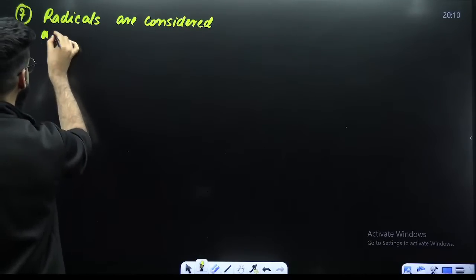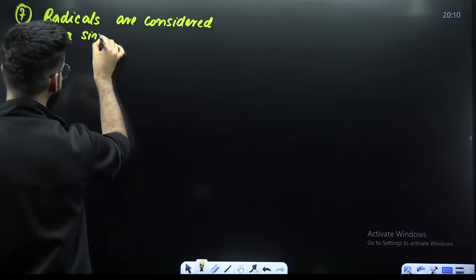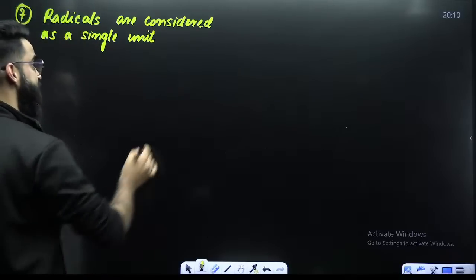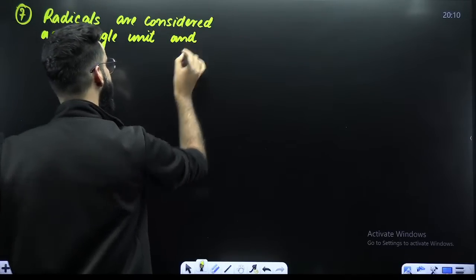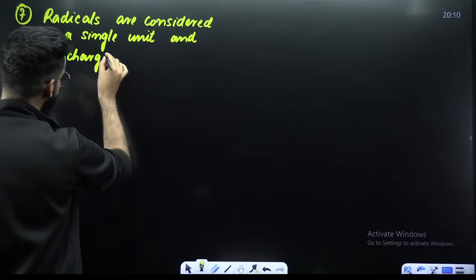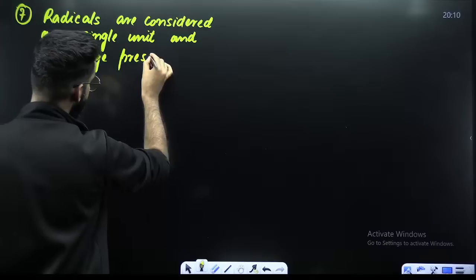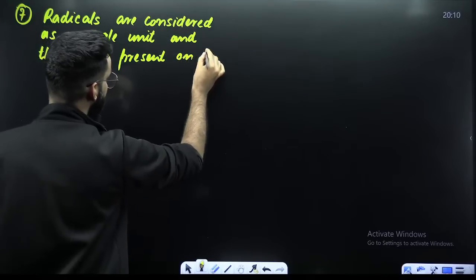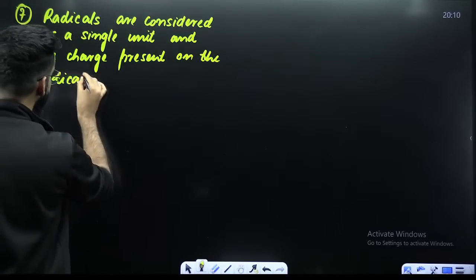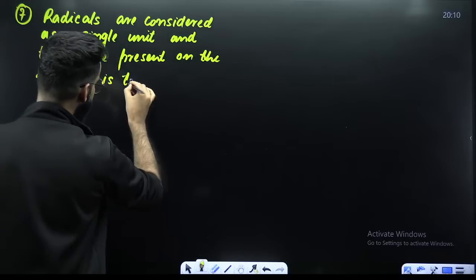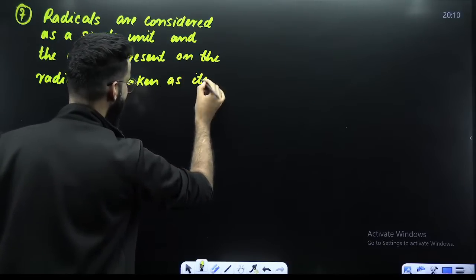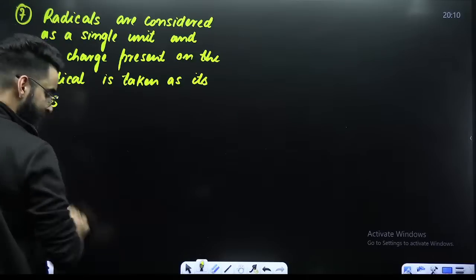Radicals are considered as a single unit, and the charge present on the radical is taken as its oxidation state. Now, what is a radical?